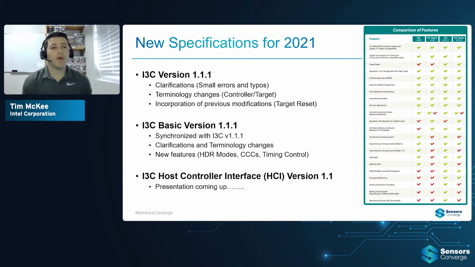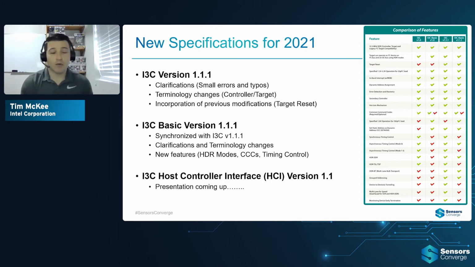So where are we now? New specifications for 2021. Like I described, we've got our new 1.1.1 versions of specifications. The I3C full version there up at the top, that's got everything in it. Terminology changes, clarifications, incorporations of all the recent features, as well as some modifications. For those who have been following I3C, they know about target reset, and that is now included in the specification.